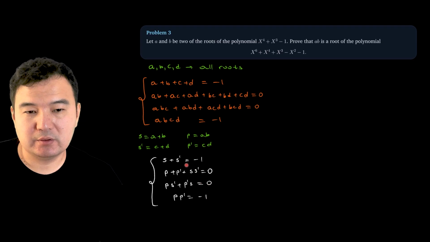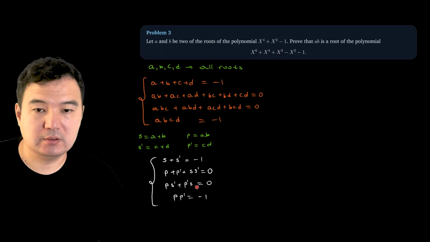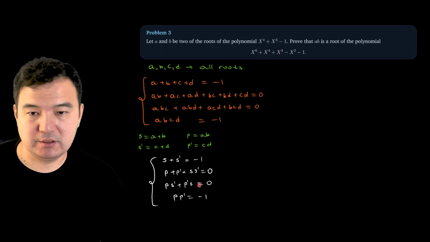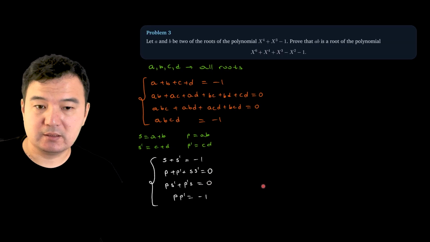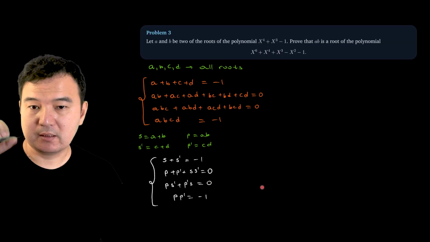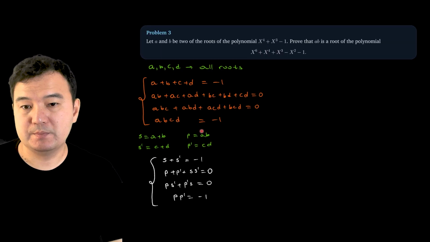So I'll try to get rid of some of the variables. So like we have 4 unknowns. Let me try to reduce the number of unknowns. So what I'm going to do is get some expression, but that expression should be in terms of P only. So because P is AB.